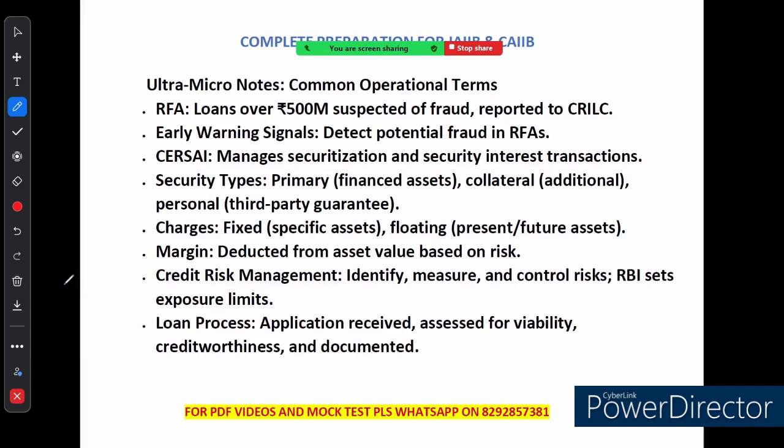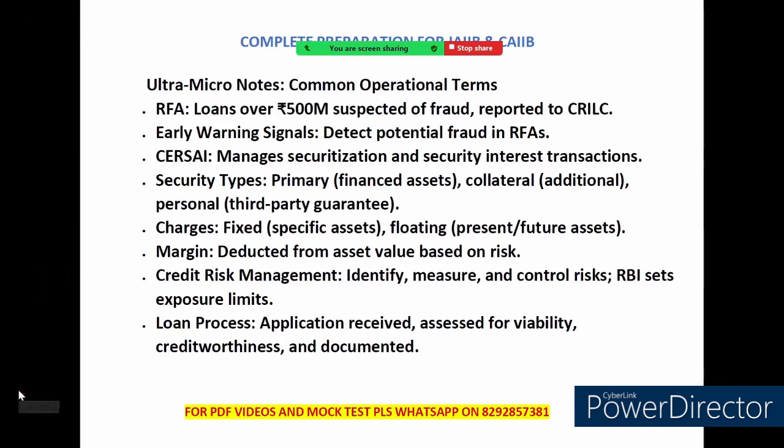Now let's talk about early warning signals, EWS. These help the bank detect fraud early. Next is security. Loans are backed by assets, which can be primary assets or personal guarantee. So primary includes financial assets, collateral or personal guarantee. Now there is something called margin. A portion of the asset value is set aside to cover risk. There are charges like fixed charges and floating charges. Fixed charges include a specific asset, floating include present or future assets. Finally, credit risk management ensures the bank controls risk by setting limits and reviewing loans carefully. That's a quick overview of how banks monitor and manage risk. In credit risk management, we identify, measure and control risk, right?